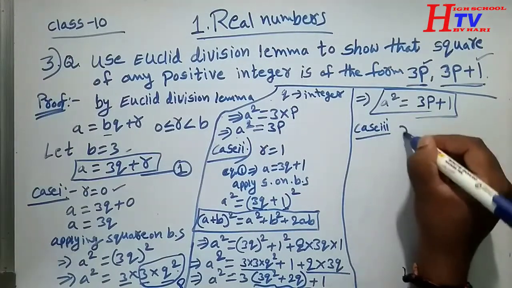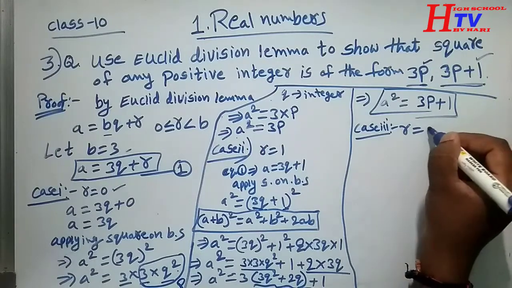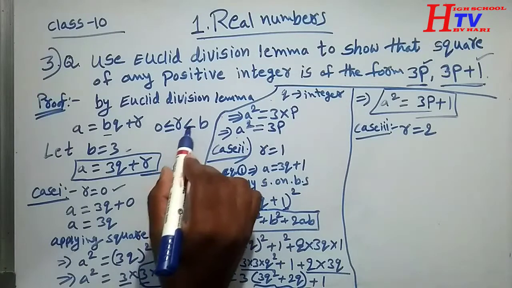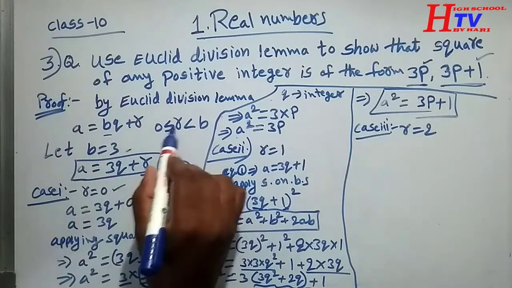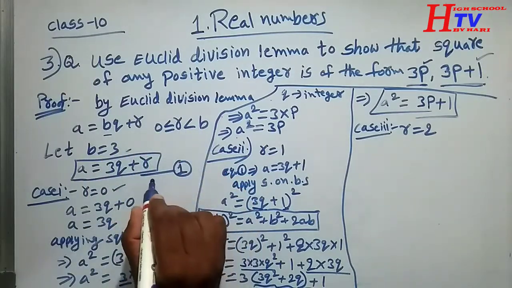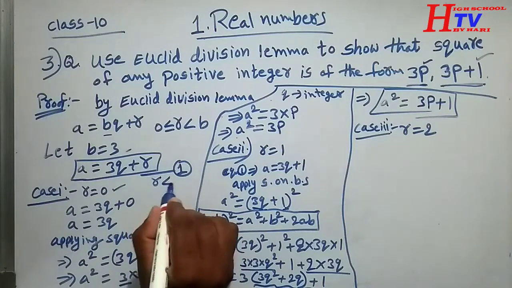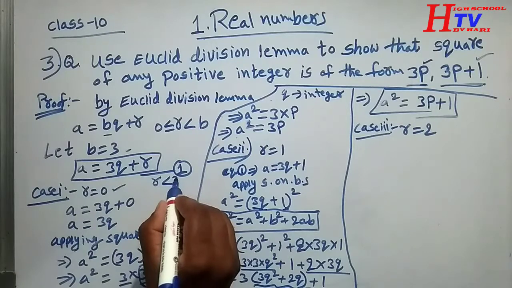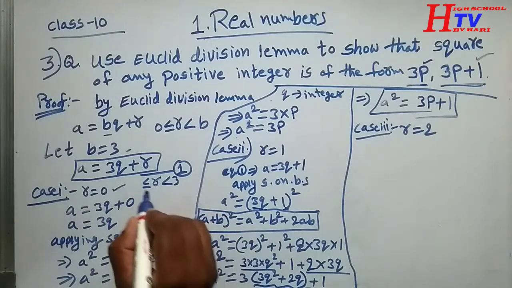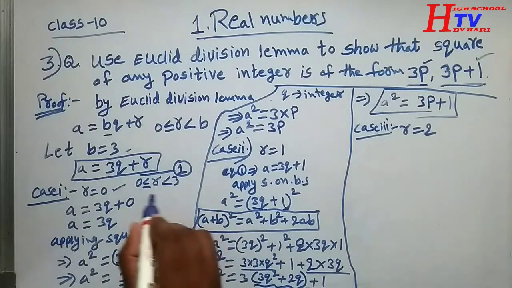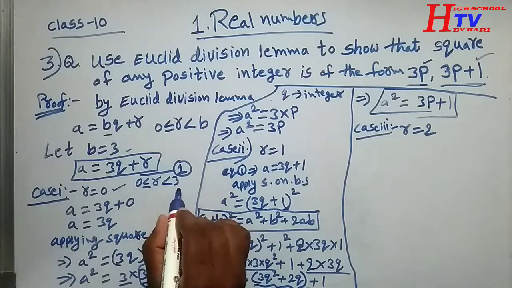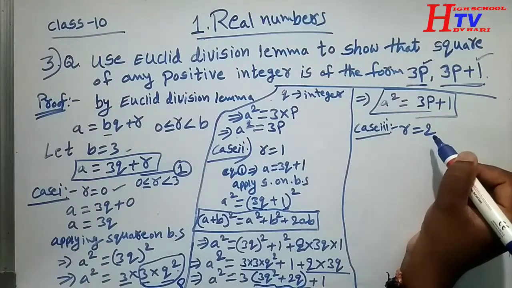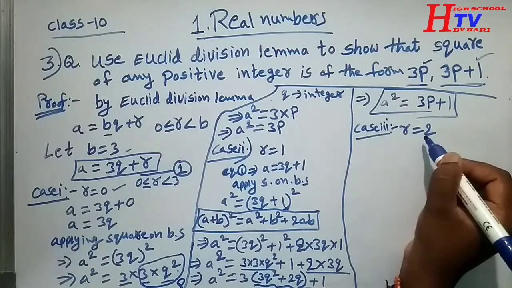Case 3, remainder r equals 2. By the Euclid division lemma, the remainder is always less than the divisor and greater than or equal to 0. Here b is 3, so r is less than 3 and greater than or equal to 0. Remainder less than 3 means we take up to r equals 2 only. Case 3 is r equals 2.